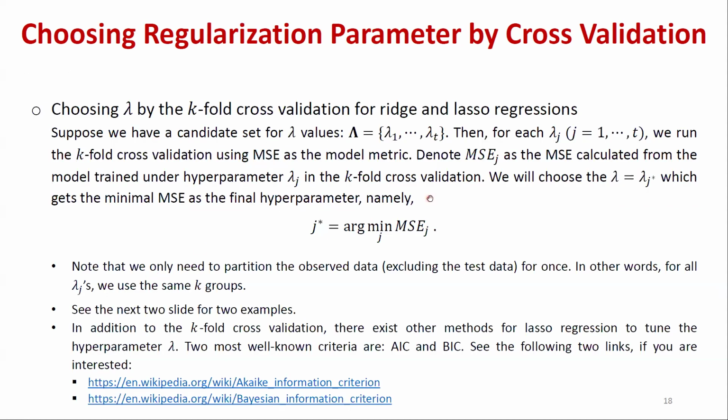Before I show the example, two things I want to mention. Thing number one is that we only need to partition once. You do not partition many times, because this will make the comparison unfair. And second, in addition to cross validation, there are many other methods for lasso regression to tune the parameter. The two most well-known are probably AIC and BIC. I don't have the time here, but if you're interested, you can click this for the Wikipedia. It shows you step by step.